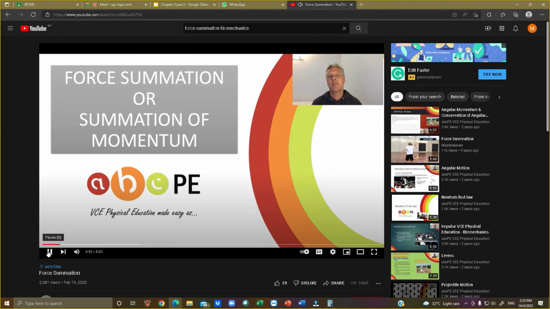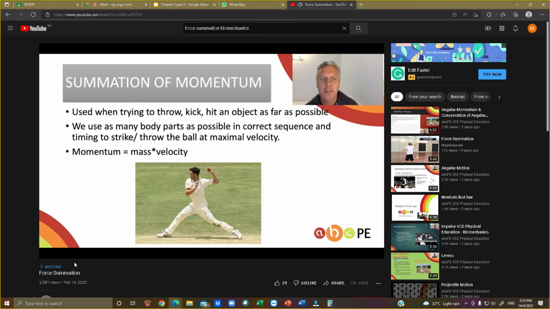Where we try and make VCE-PE as easy as ABC. Today I'd like to talk to you about force summation, or another word for it is summation of momentum. Basically, we use summation of momentum or force summation whenever we try and throw, kick, hit an object as far as we possibly can. We try and use as many body parts as possible to send the projectile as far as possible by making sure that it's at maximum velocity when we release it.